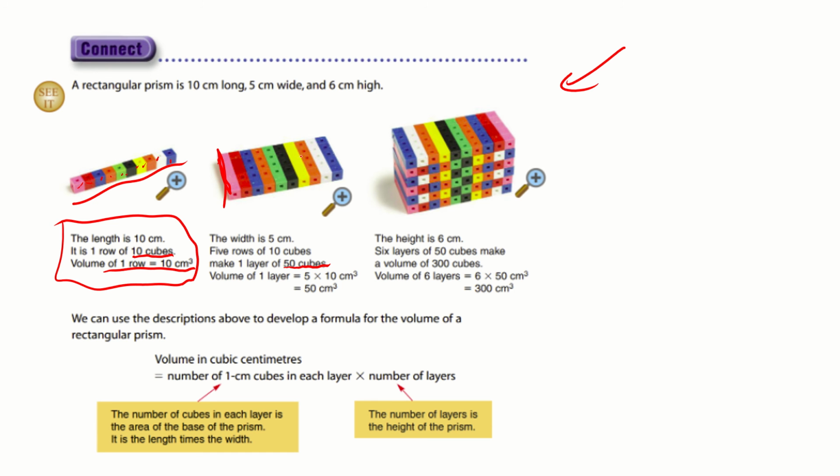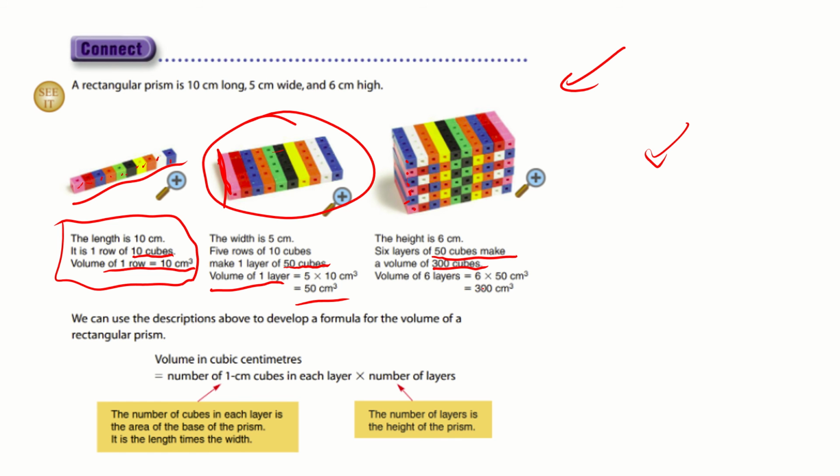What that means is the area of this square of 10 centimeters and 5 is 50 cubes. So the volume of 1 layer is 5 times 10, which is 50 centimeters cubed, which is also the area. Now what we need to do, guys, is integrate the height into it. The height is 1, 2, 3, 4, 5, 6. So we stacked 6 of these on one another. I did 6 layers of 50 cubes, which makes a volume of 300 cubes.